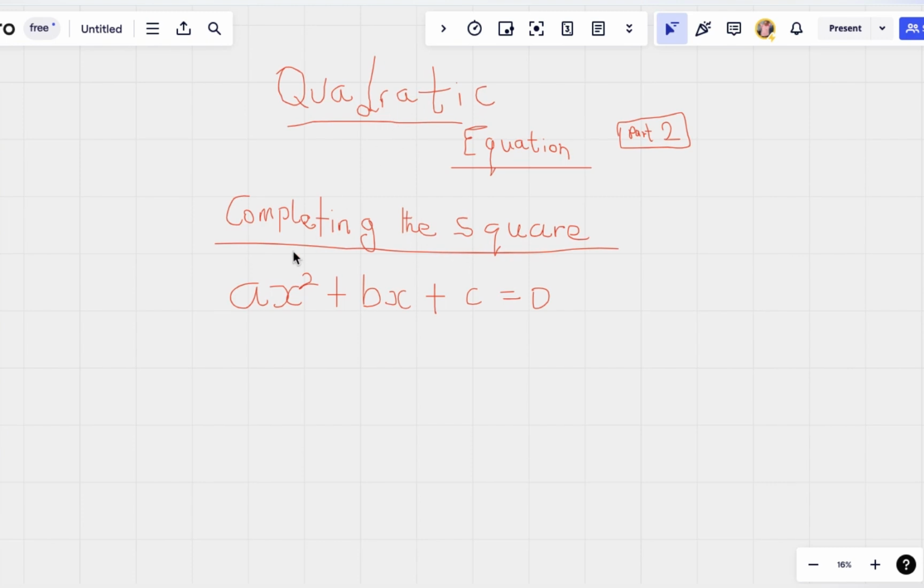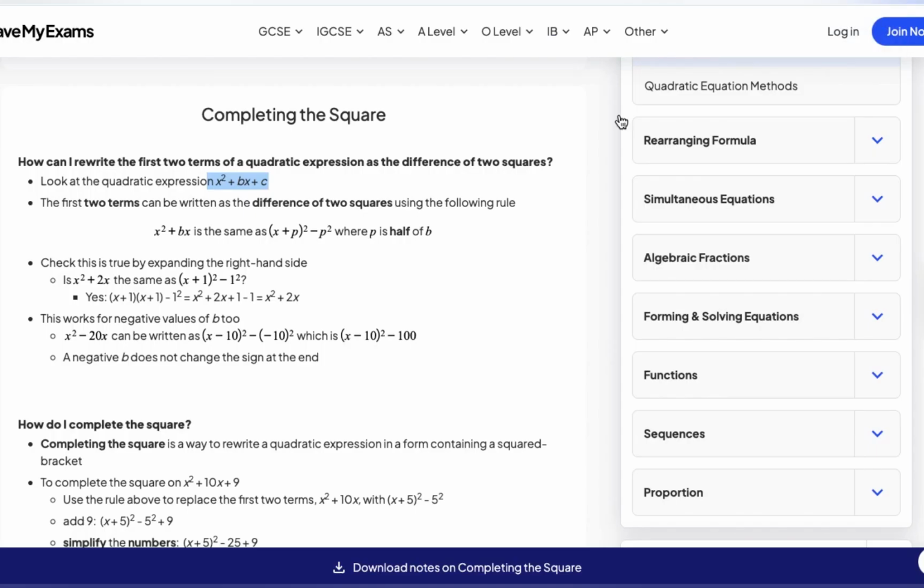We say a quadratic equation is of the form ax squared plus bx plus c equals 0. This is the format of a quadratic equation. Every equation looks like this: ax squared, where a is the coefficient of x squared, plus bx plus c. This is a quadratic expression. Once we say equals 0, it becomes a quadratic equation. If you write only ax squared plus bx plus c, it's a quadratic expression. The moment you say equals 0 or equals anything, it becomes a quadratic equation.